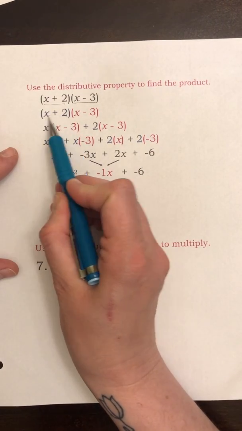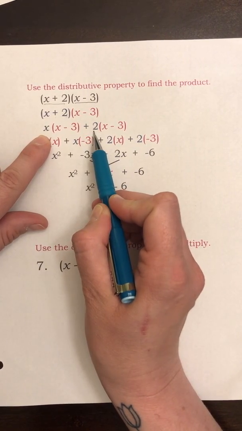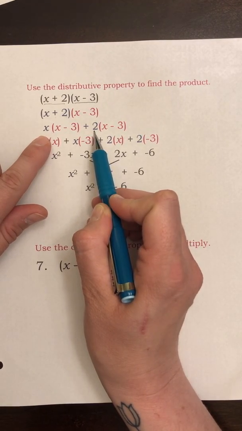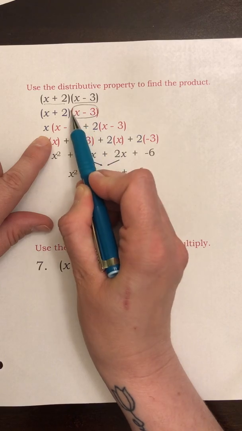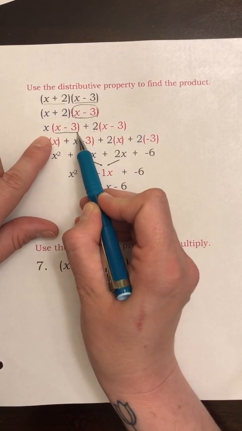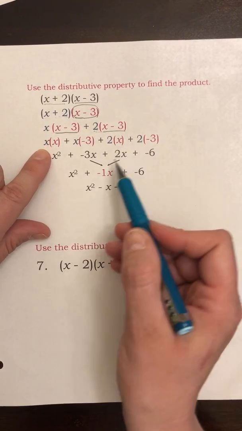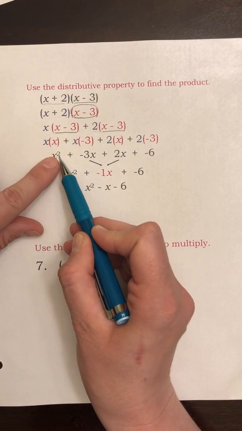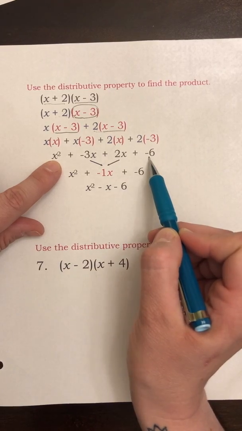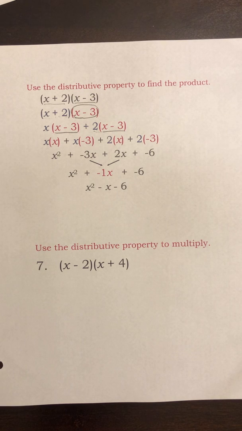that I'm going to take this first binomial and I'm going to break it up. I have an x and the positive 2. And what I'm going to do to both of those terms is I'm going to distribute them both to that second set that's in the parentheses. So the x is going to get distributed to the x minus 3, and the positive 2 is going to get distributed to the x minus 3. So when we do that, we end up with an x squared minus 3x plus 2x minus 6. Again, I would combine the like terms and end up with x squared minus x minus 6.